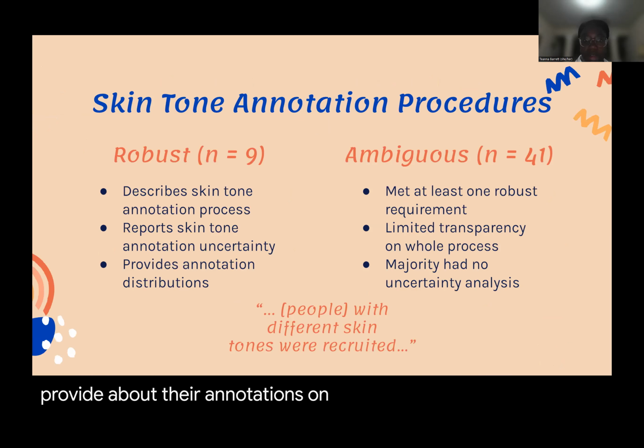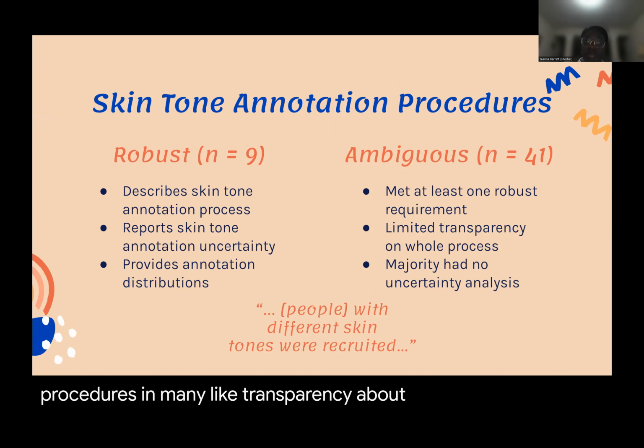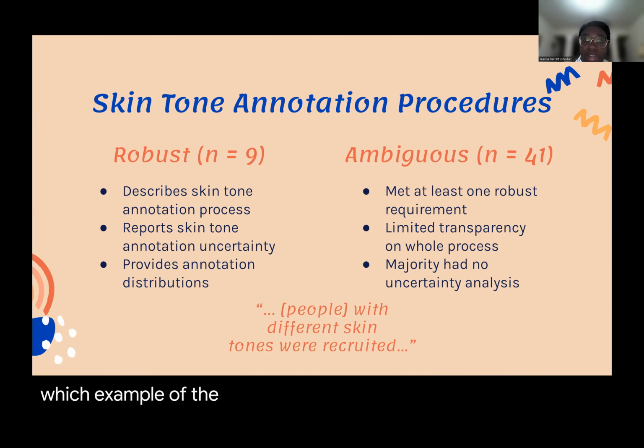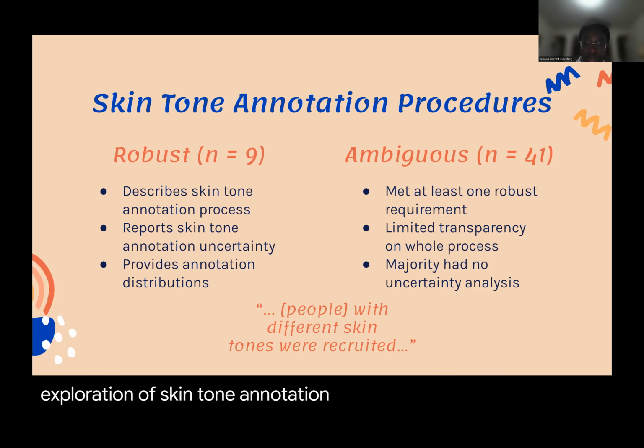Unfortunately, out of the 50 papers we coded, only 9 of them described skin tone annotation processes, reported skin tone annotation uncertainty, and provided distributions of these skin tone annotations. The vast majority only met at least one requirement of robust skin tone annotation procedures. Many lacked transparency about the whole process, and the quote below was the full extent of one paper's explanation of its skin tone annotation process. And the majority had no uncertainty analysis.